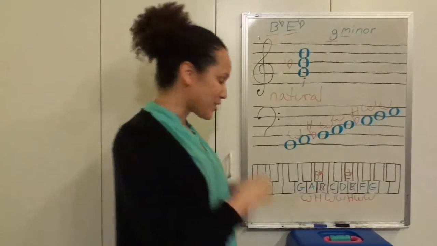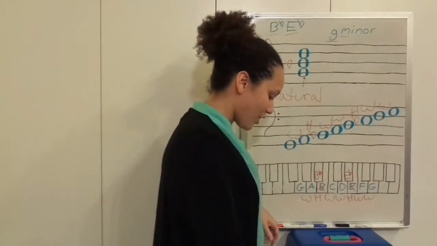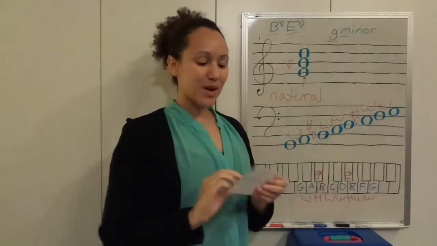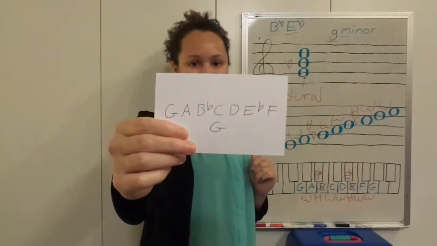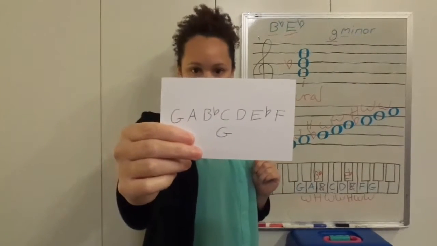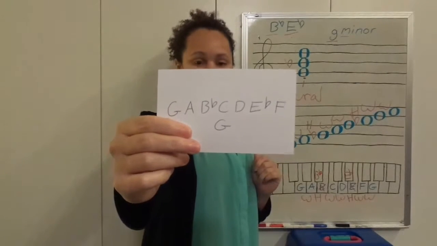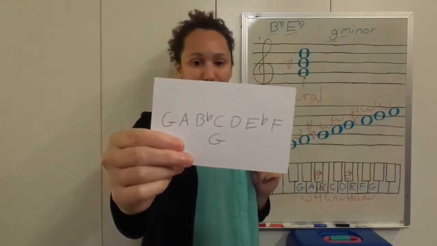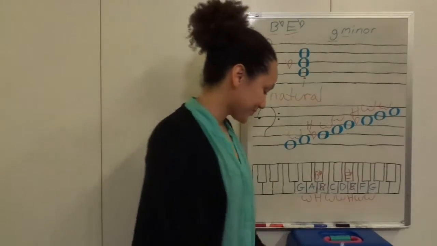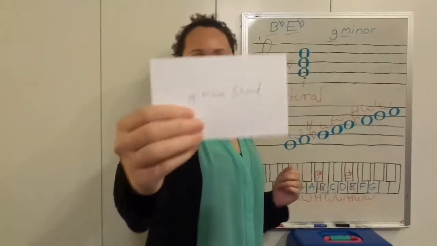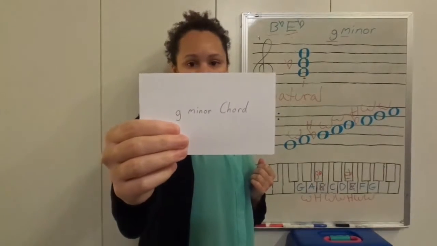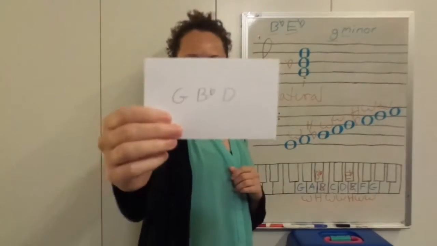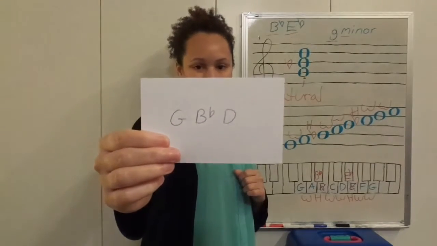Okay, go ahead and take out your flashcards on one. Put the G minor scale, and then go ahead and write it out. G, A, B flat, C, D, E flat, F, and you can put G again if you like. And then also the G minor chord, G, B flat, D. And that's for the back, spelling out the chord.